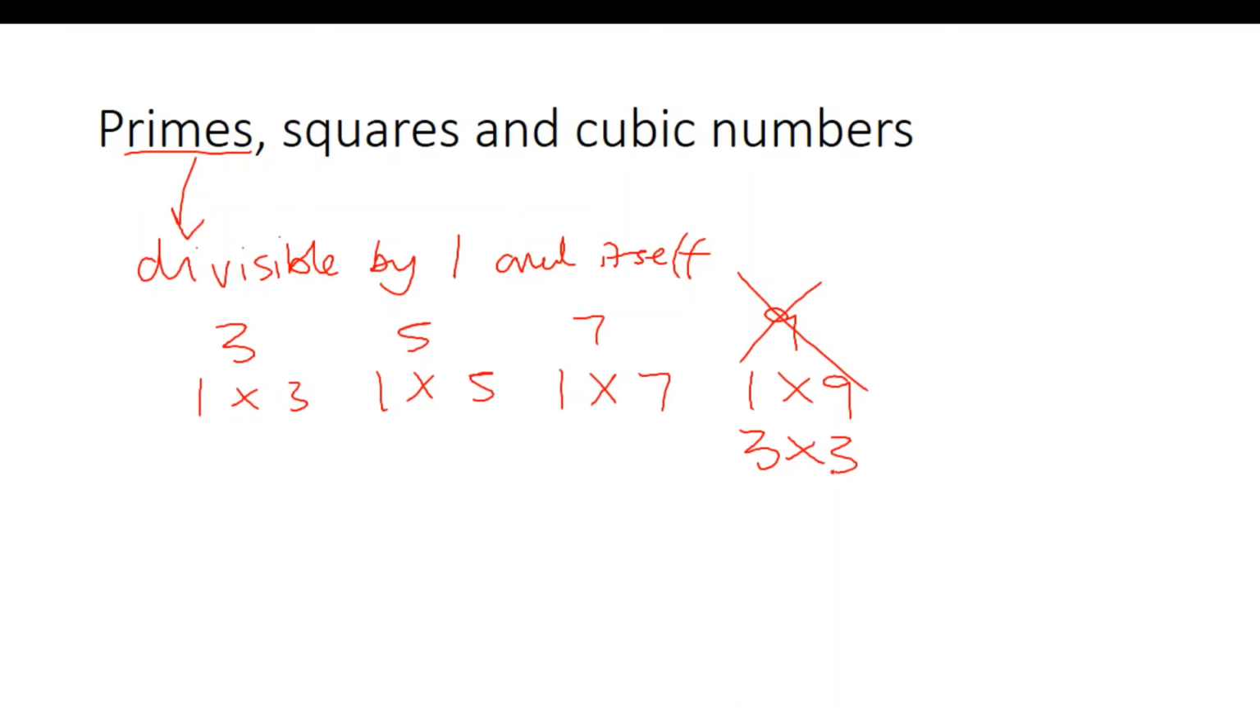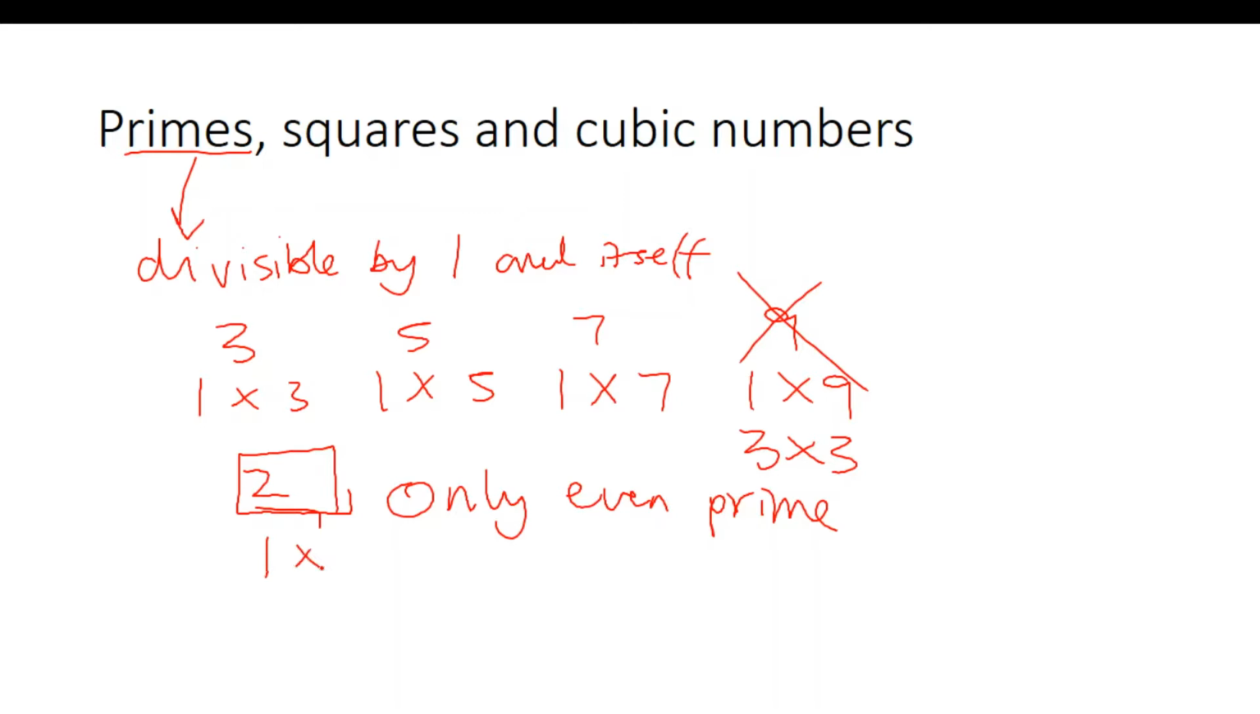Just while we're talking about prime numbers, we're going to talk about the number 2. 2 is a special prime number. It is the only even prime number. And the reason for that, key stage 3, is every other even number will divide by 2. So if you think about it, the only way to make 2 is 1 times 2.